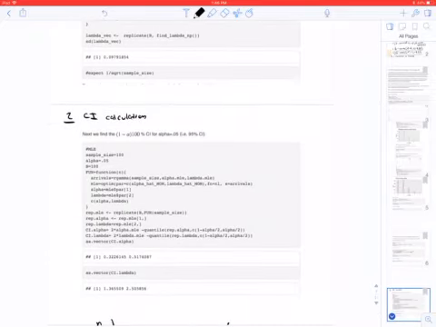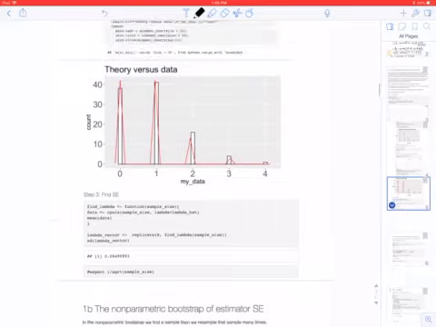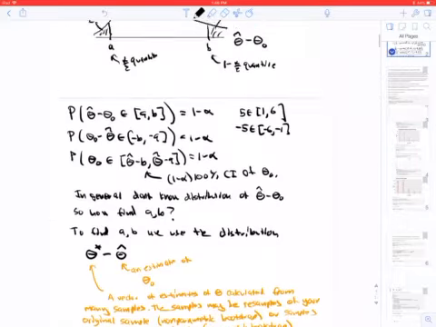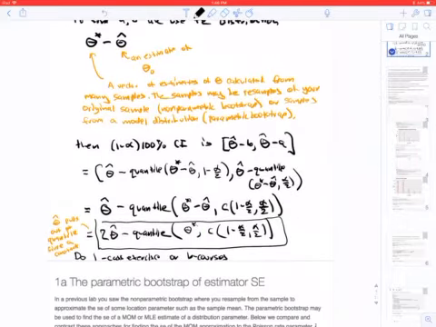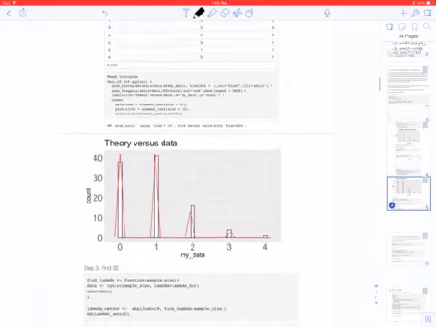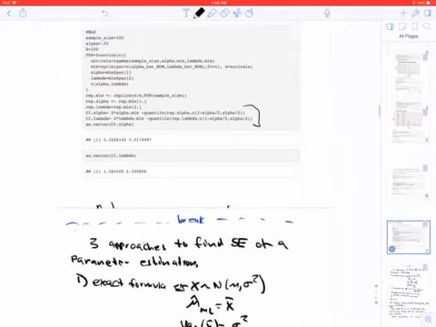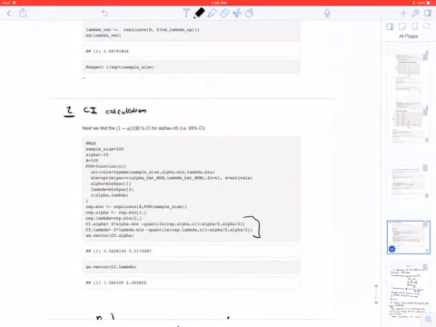So we get similar results, and you can do a CI calculation, and here is the formula for the CI that was computed up over here. So you can compare that.